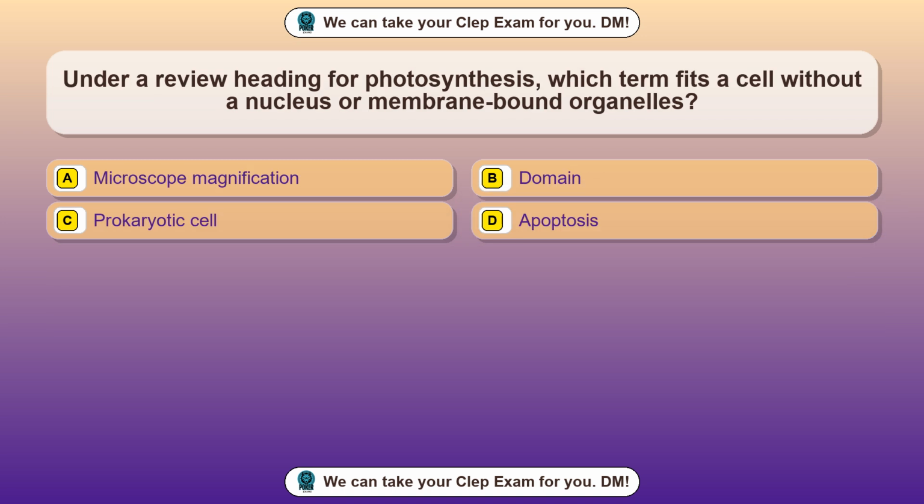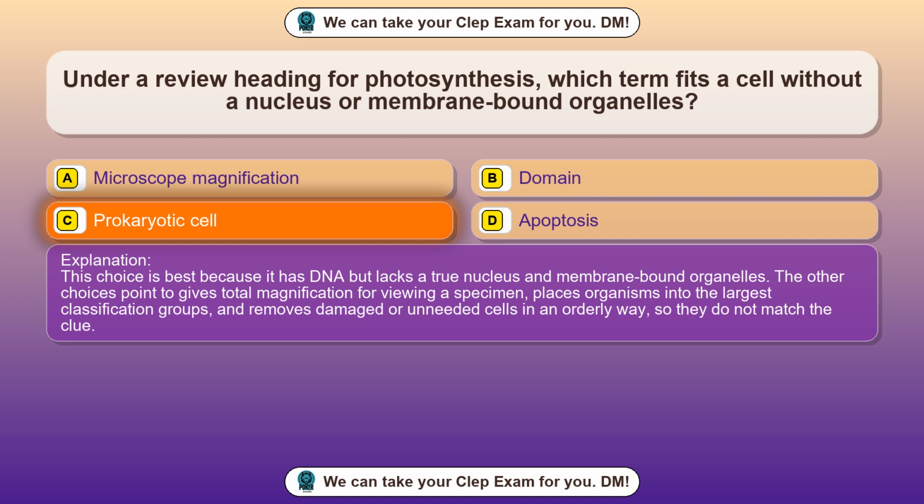Question 80. Under a review heading for photosynthesis, which term fits a cell without a nucleus or membrane-bound organelles? Option A, microscope magnification. Option B, domain. Option C, prokaryotic cell. Option D, apoptosis. The correct answer is option C, prokaryotic cell.